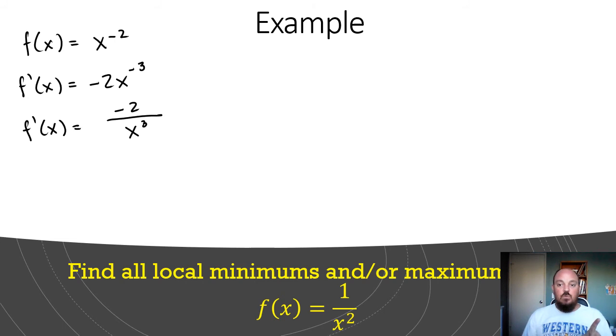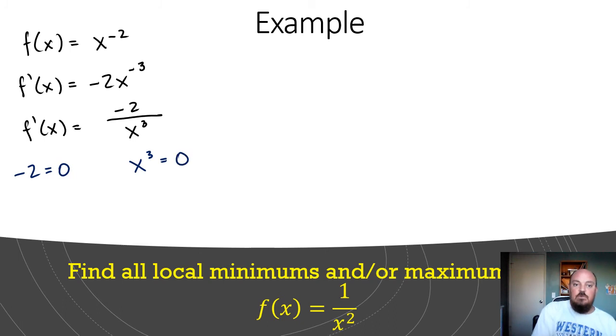Now, this thing only has one critical value. The reason I rewrote it as -2 over x cubed, I want to show you that concept of having a rational function, top and bottom. Basically, when you have that situation, you kind of split it in half. You say, wherever the top equals 0, that's where the function equals 0. And wherever the bottom equals 0, that's where the function is undefined. But those are both critical values.